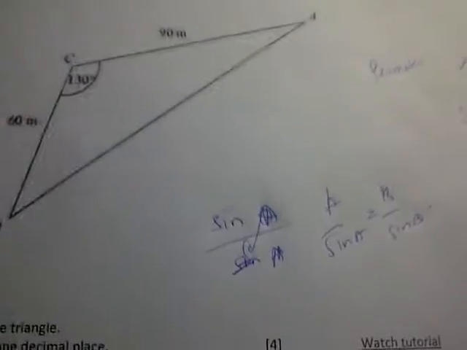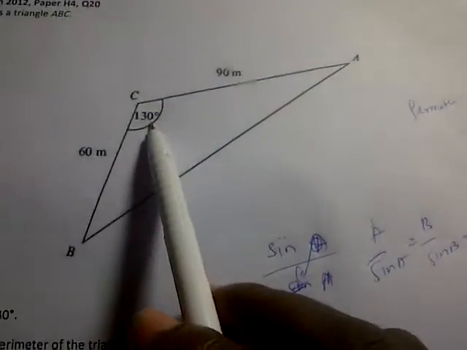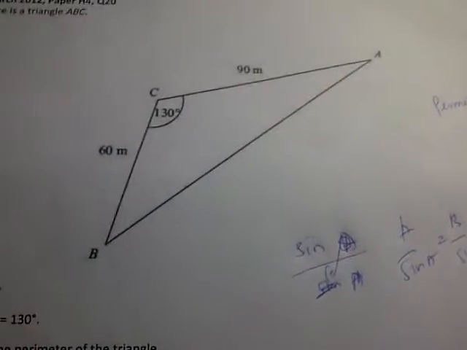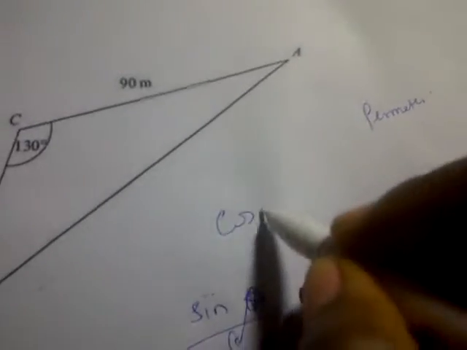Even if I wanted to use the sine formula, it has this format: sine A over side A, or rather A over sine A equal to B over sine B. But you normally use it when you have two angles and a side and you want to find another side. This time around, we have two sides and one angle, so we're going to use a unique formula called the cosine rule.